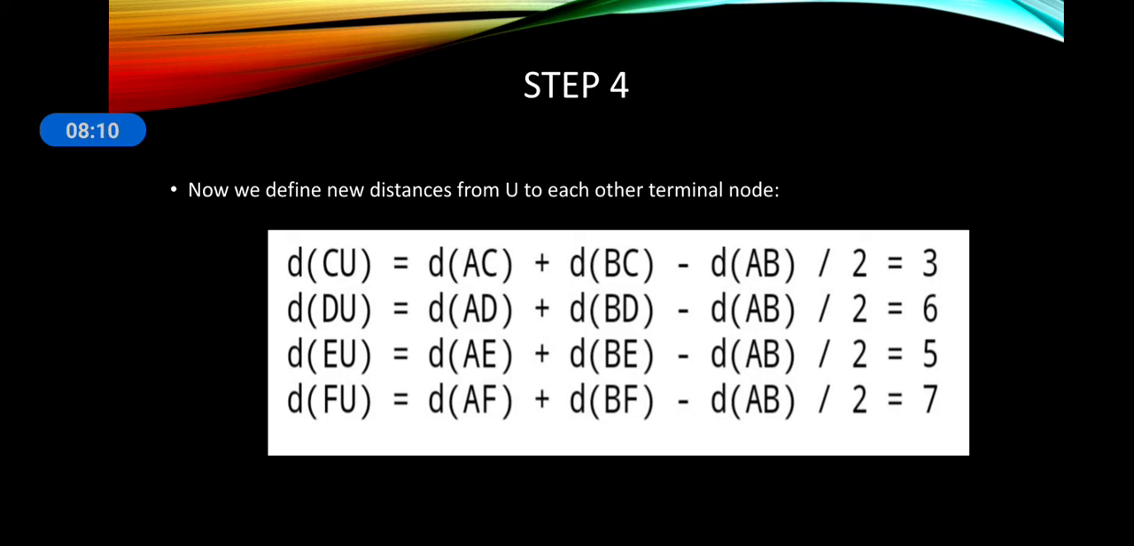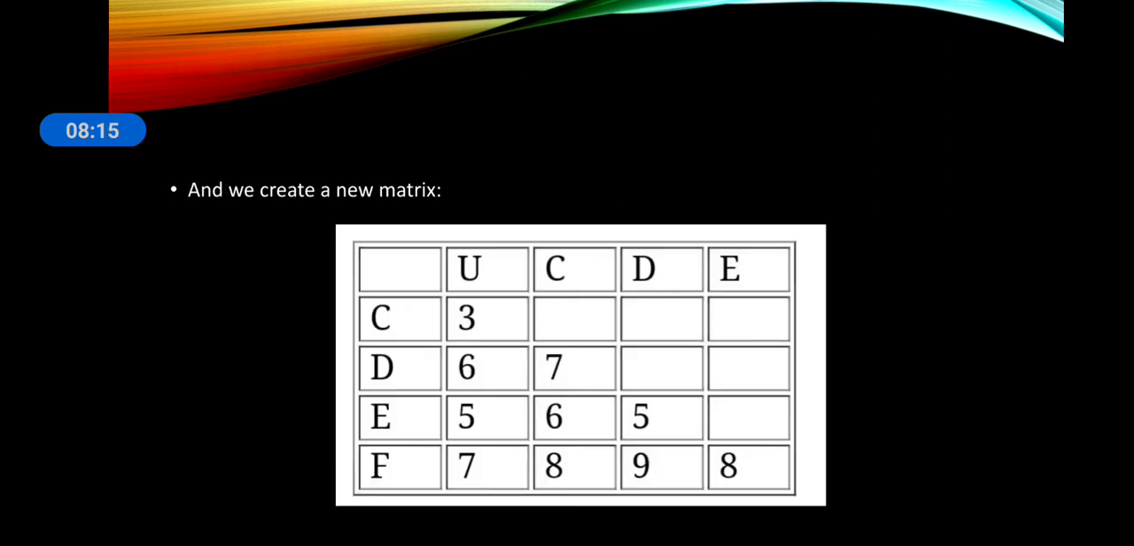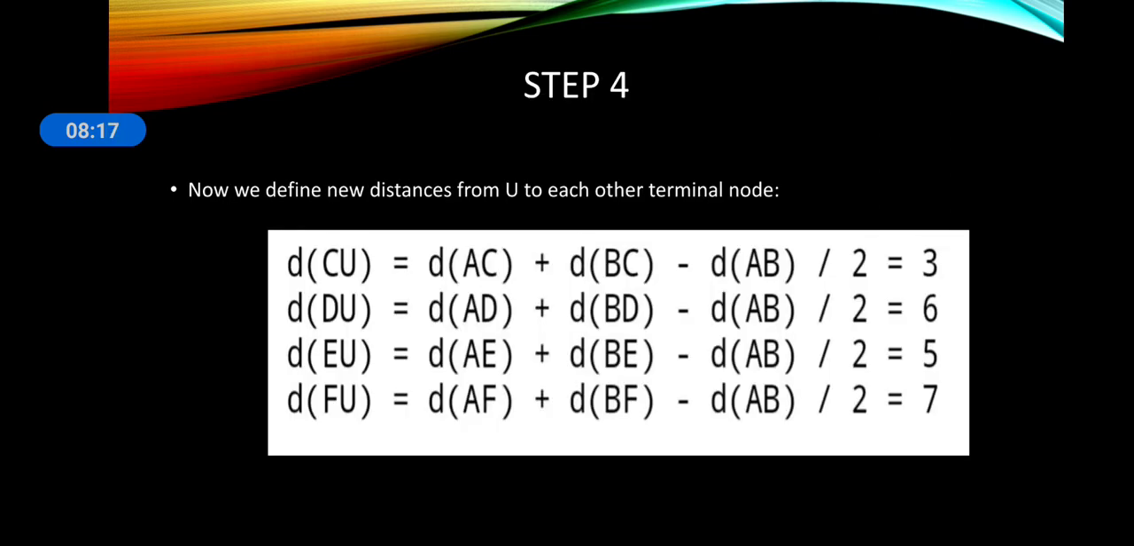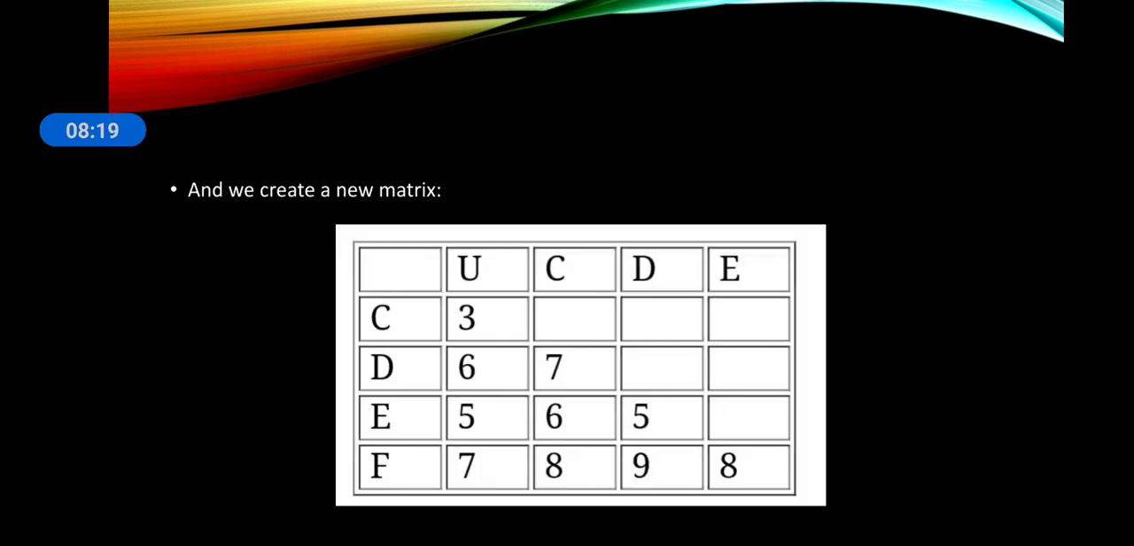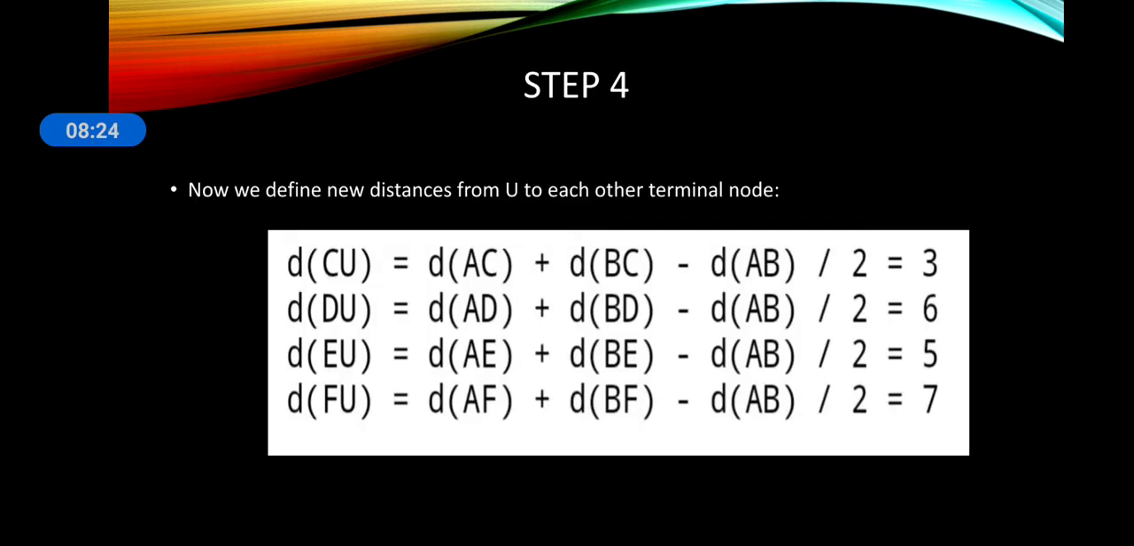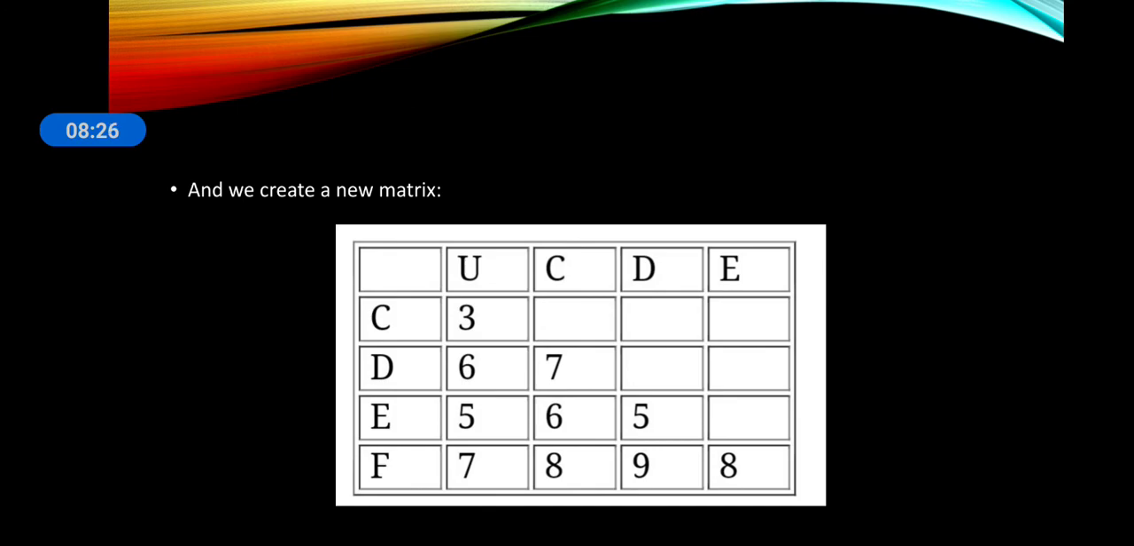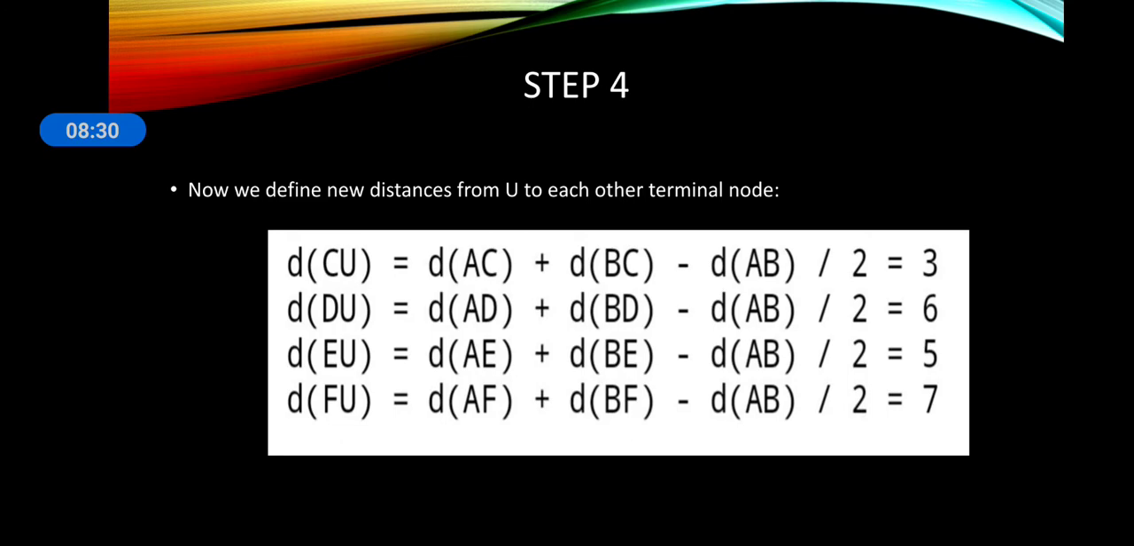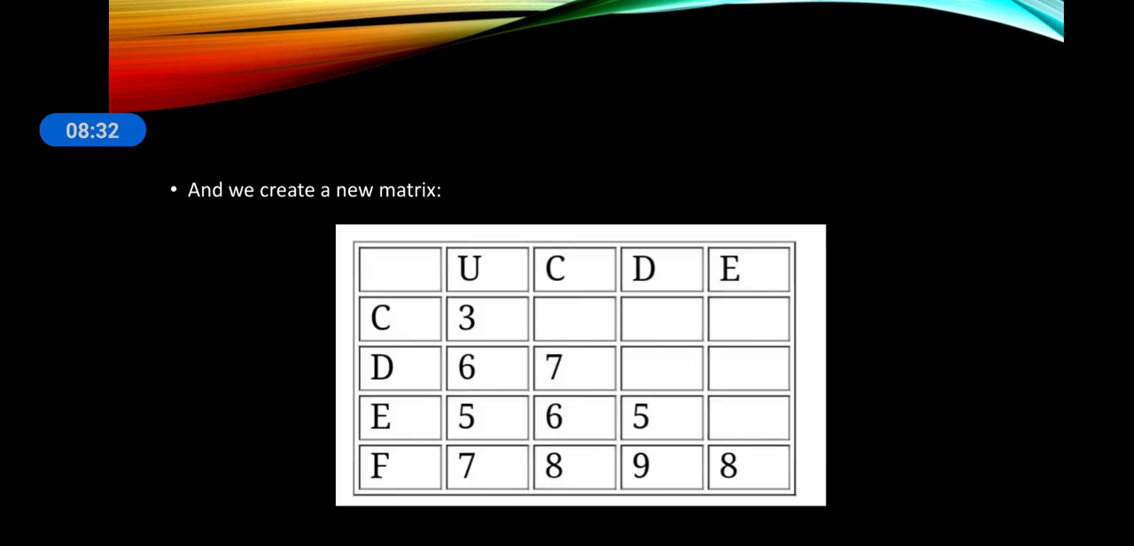So this is the formula for that, and then you will make a new matrix. So this is the new matrix. For C to U you have got 3, so you will write 3 over here. From DU you have got 6, so you'll write 6. From EU you have got 5, you'll write 5. From FU you have got 7, you'll write 7. Likewise, from D to C, what is the length? From E to C, what is the length? From F to C, what is the length? You will fill the matrix like that.